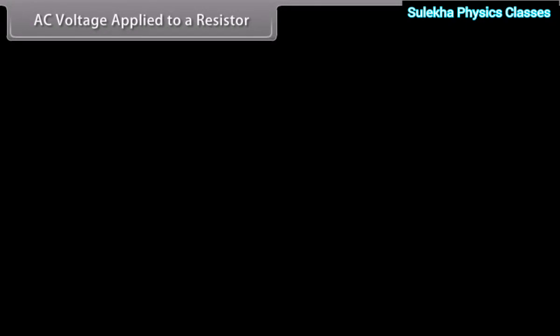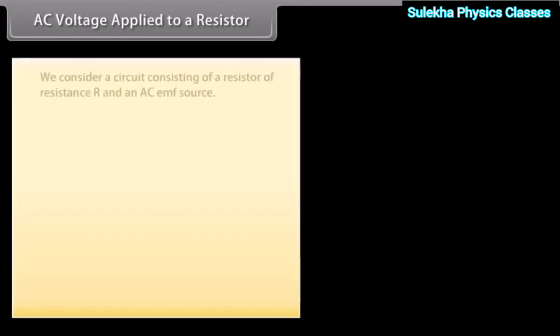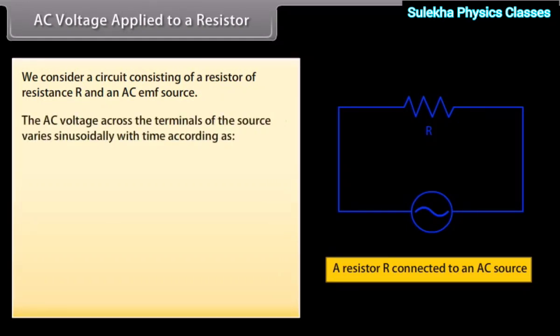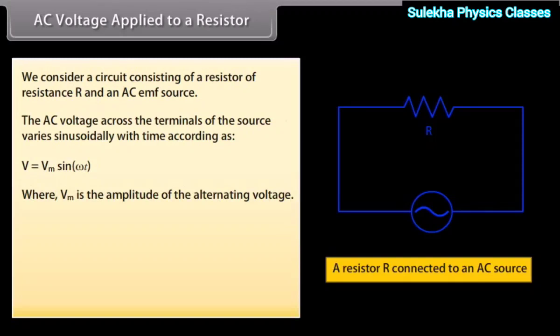AC voltage applied to a resistor. We consider a circuit consisting of a resistor of resistance R and an AC EMF source. The AC voltage across the terminals of the source varies sinusoidally with time according to V equals Vm sin omega t, where Vm is the amplitude of the alternating voltage and omega is the angular frequency.